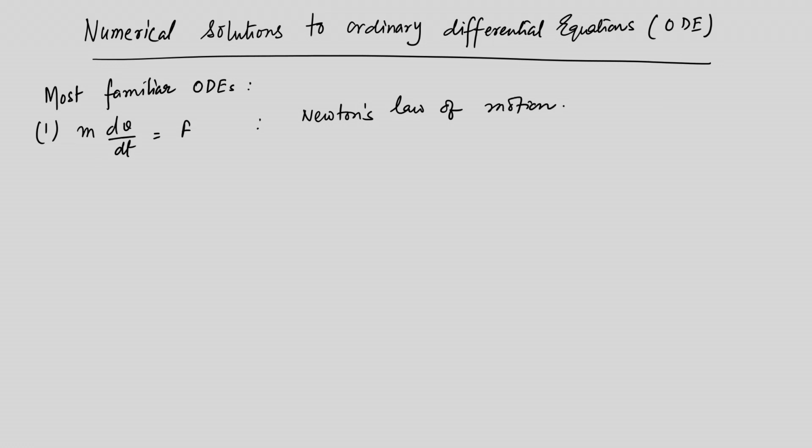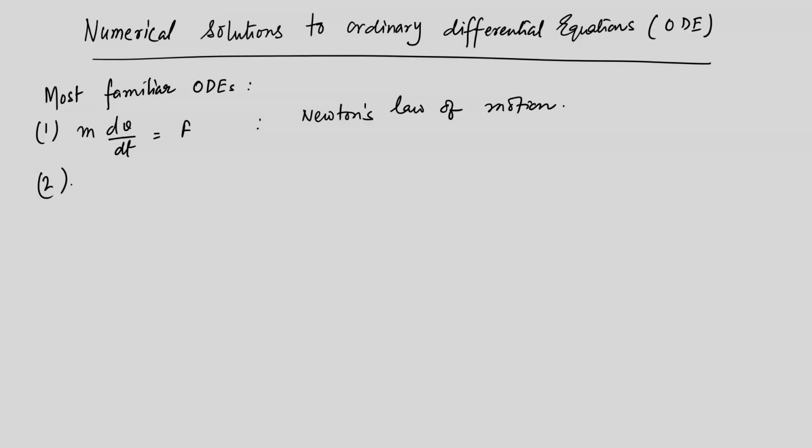So, mass into acceleration is nothing but the force, and there is a differential equation that needs to be solved in order to arrive at v as a function of t. You may actually want to integrate it once more to get x as a function of time, which means the displacement of the body or the particle as a function of time.